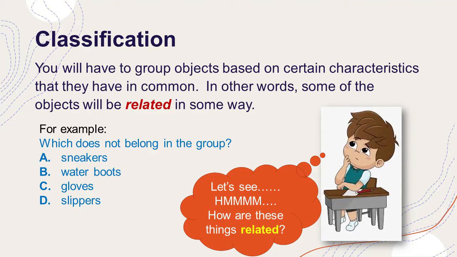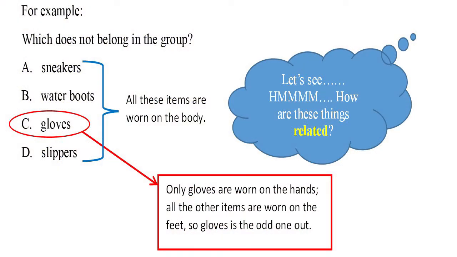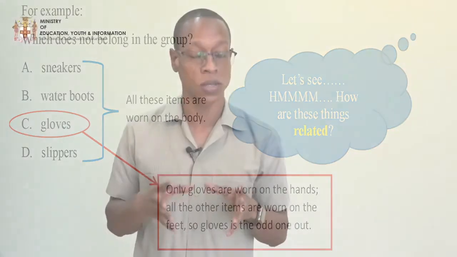We know then that all the items are worn on the body, but only the gloves are worn on the hands. So all the other items are worn on the feet. So gloves would be the odd one out. Remember students, you have to ask yourselves this question. How are all the items related? And which one is the odd one out? That will help you to answer the classification question.